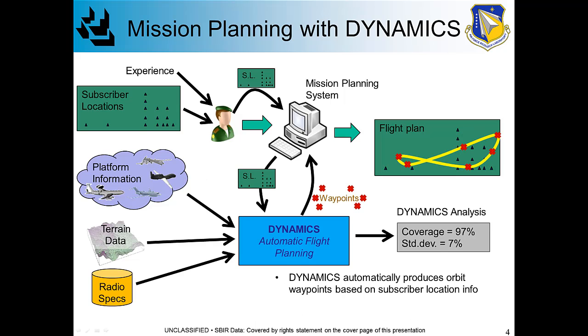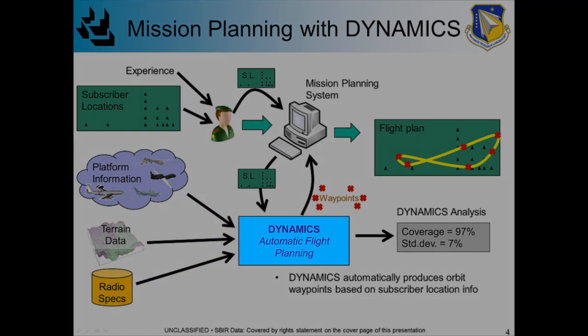Dynamics changes the basic planning approach. Now the planner only needs to input the locations of subscriber nodes and relative priorities. This data may even already exist in a force-level planning system, allowing Dynamics to simply import the subscriber data. Dynamics then uses the subscriber data along with information about the terrain, radios, and aerial platform capabilities to construct a model of the entire mission.